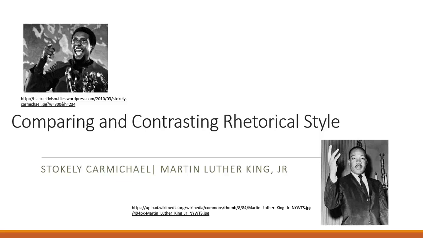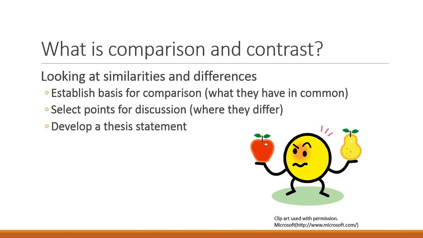This lesson is comparing and contrasting the rhetorical styles of Stokely Carmichael and Martin Luther King Jr. First of all, what is comparison contrast? It's a way to analyze something by looking at similarities and differences. You must first establish a basis for comparison, and this is what they have in common. Then you select your points for discussion, and this is where they differ. And then, of course, you develop a thesis statement for the essay that you will be writing.